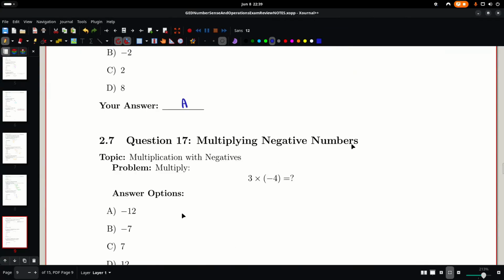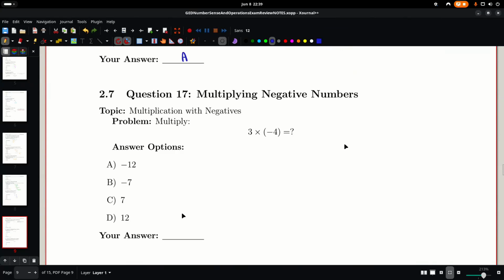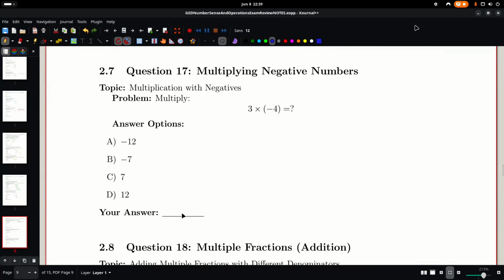Multiplying negative numbers. Okay. So if I multiply a positive by a negative, I always get a negative. And so 3 times negative 4 gives me negative 12. That one's pretty straightforward. So that's another A right there.